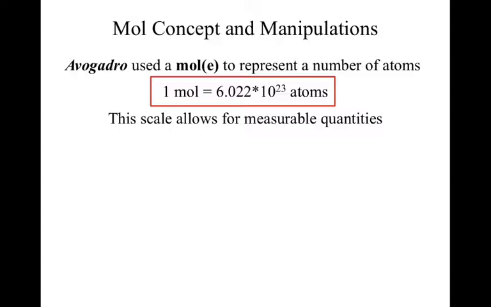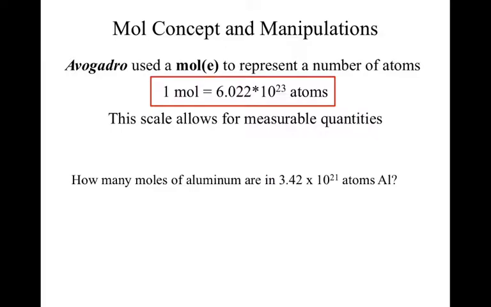Okay? So this scale allows us to actually measure solids to an appropriate amount. Without this conversion factor, we have no way of really making good use of our equations, because we end up having to use too large of a number for each of those equations. Okay? So how can we use this number real quickly as a conversion? Okay, well, if I give you 3.42 times 10 to the 21st atoms of aluminum, how many moles is that?